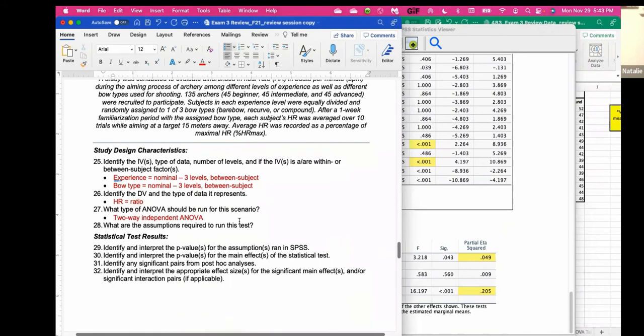But the process of how we approach this is the same as the previous two-way ANOVA examples. So figure out if you've met your assumptions, if you have significant main effects. For the significant main effects, you look at pairwise comparisons or post hoc tests. And then for the significant interaction pairs and main effect pairs, you report the effect sizes.